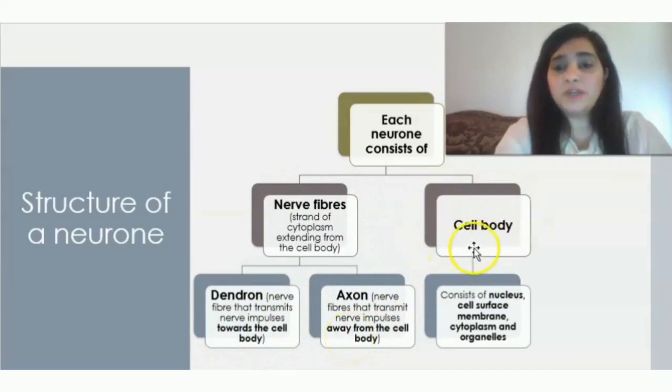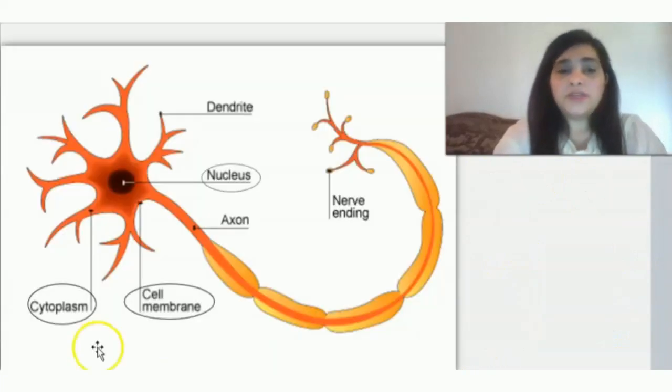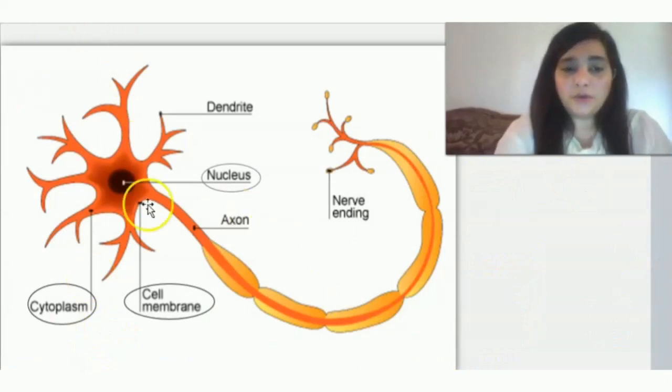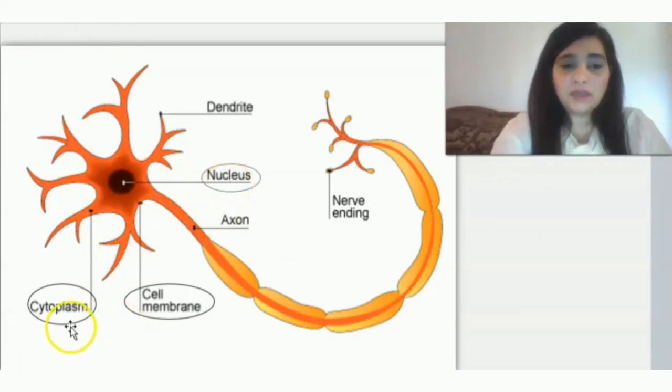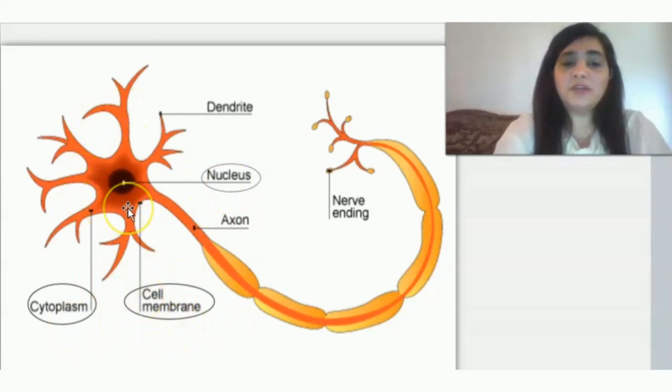So where is the cell body located? I will mention in the next slide. So the cell body contains nucleus, cell surface membrane, cytoplasm and organelles. So here is a diagram of a neuron. It contains a cell body. Here is the cell body. It contains nucleus, cytoplasm, cell surface membrane and several organelles are also present within the cell body.